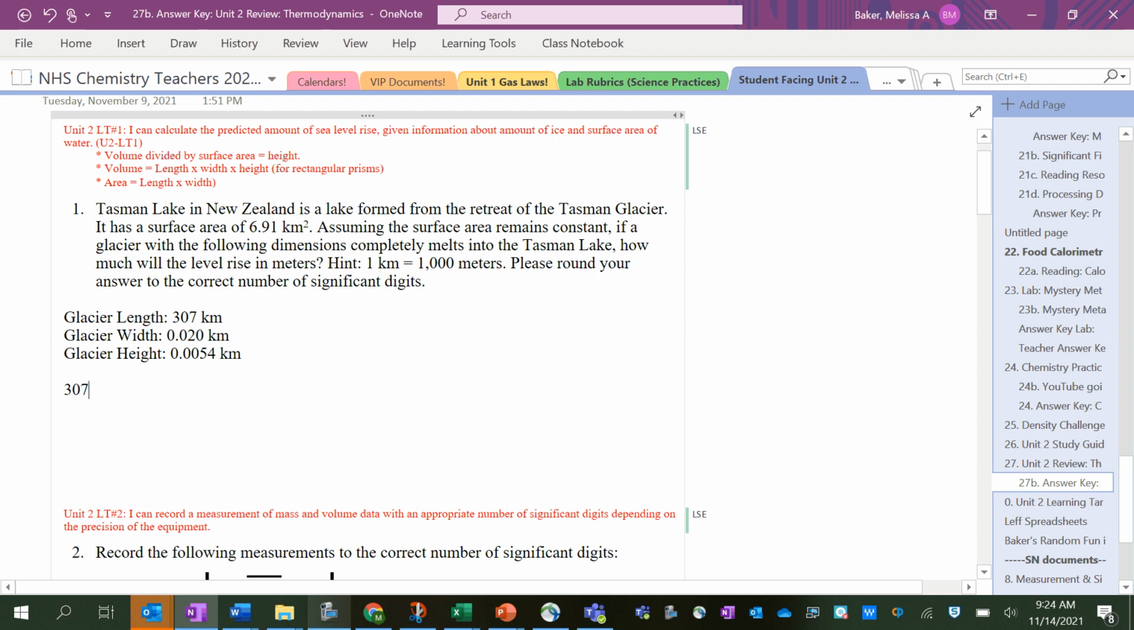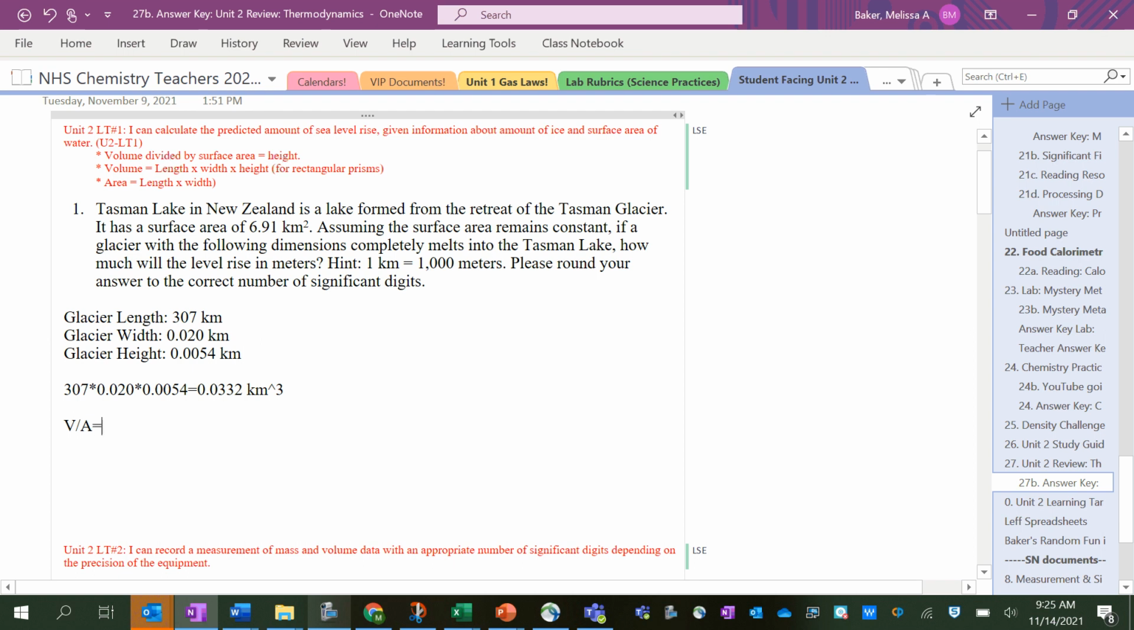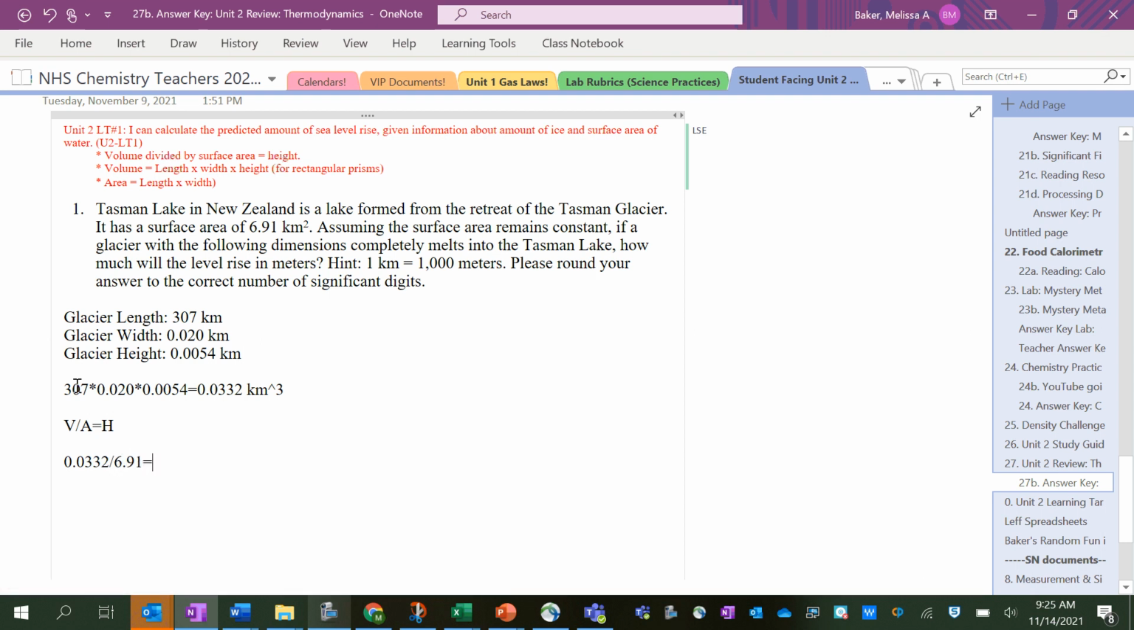So we've got 307 kilometers times 0.020 times 0.0054. So the volume of the glacier is 0.0332 kilometers cubed. And then we know volume divided by area is equal to the height of sea level rise. So we're going to do 0.0332 divided by the surface area, 6.91. That's 0.0048 kilometers.